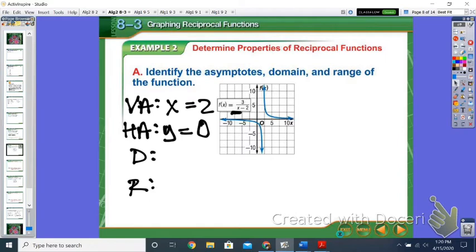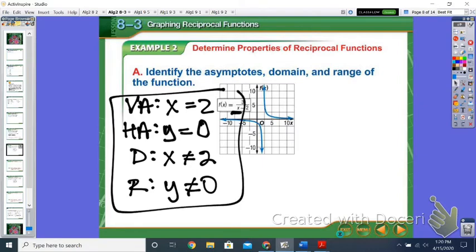Now the domain and range are super easy, because like I said, we're thinking about vertical and horizontal asymptotes basically the same way we're thinking about domain and range. So that means the only thing we have to say about our domain is that x is not allowed to equal 2. Because if it did, your denominator would be 0, so that's not allowed. And our range is y cannot be 0, because you can never get 0 out of this thing. So that would be all the information we need to include in our answer for this problem.